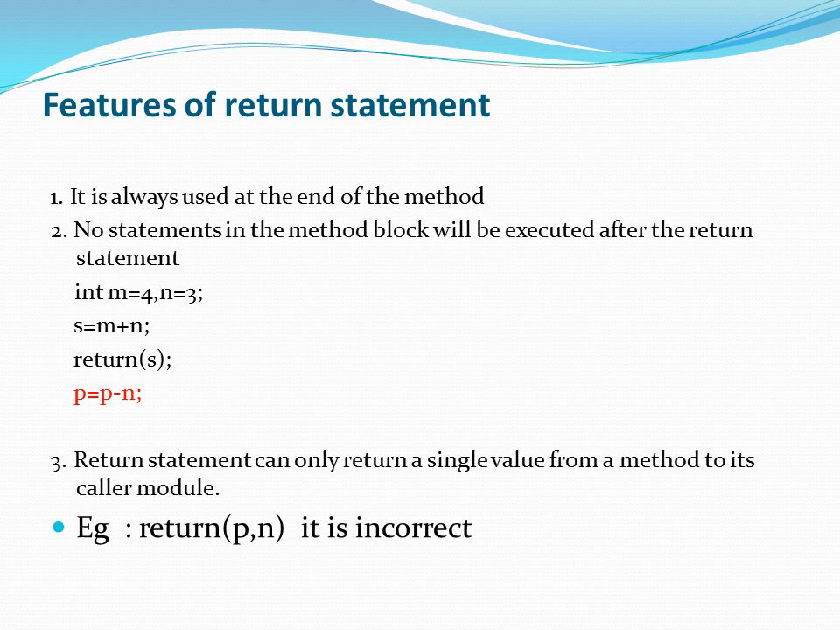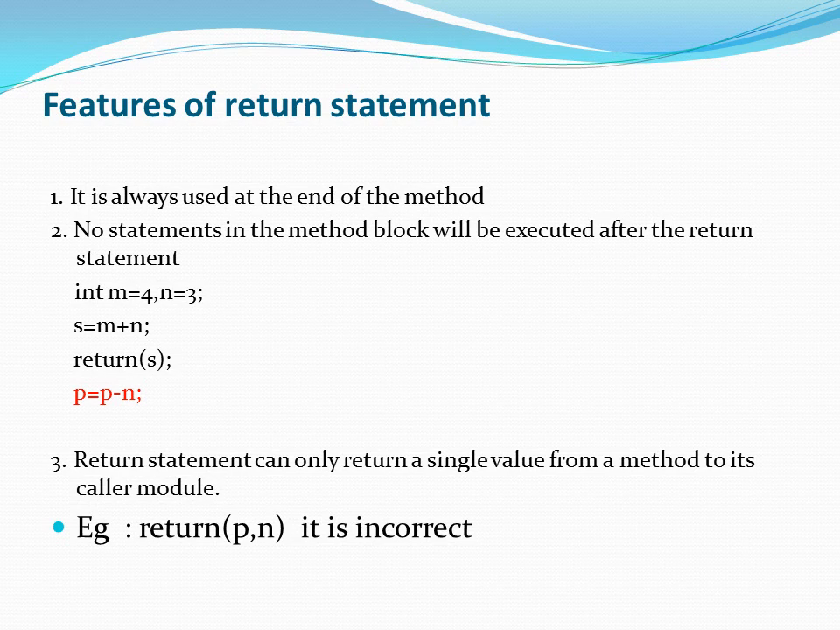Now we will discuss the features of the return statement. It is applied at the end of the method. No statement in the method can be executed after the return statement. In this example, this function calculates s and returns the value of s to the caller module, and control exits from the method block as soon as the return statement is executed. Here, the highlighted statements in the method block do not get executed because control exits the method block as soon as the return statement is executed.